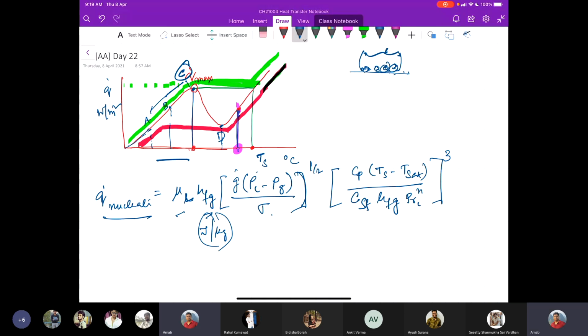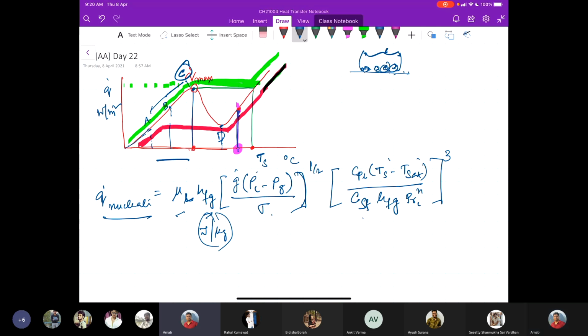So sigma is done. Coming to the Cp part. Cp is the specific heat of the liquid. To be very specific, it is written as Cp,L so that you understand clearly. It is the specific heat of the liquid. Ts is the surface temperature. T saturation is the saturation temperature of the fluid.